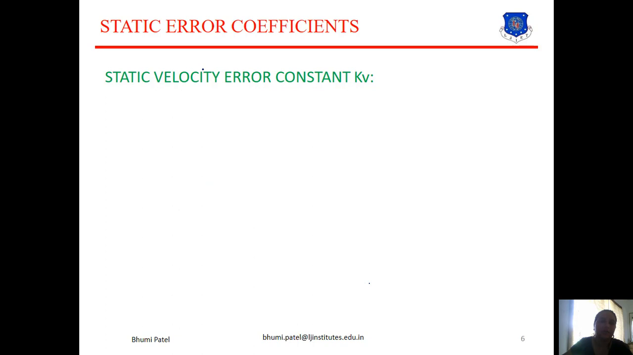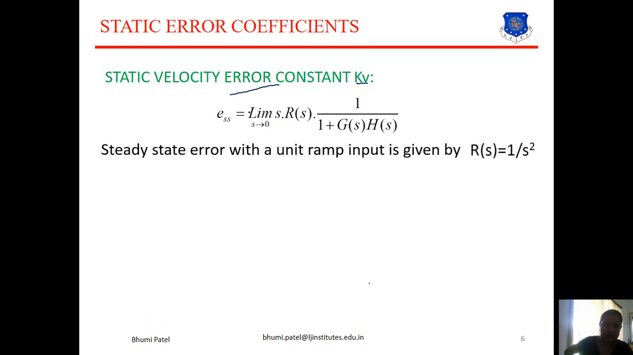Now the next constant is the static velocity error constant Kv. To find the equation for Kv, we can consider the same error equation: ess is equal to limit s tends to 0, s into R(s) into 1 upon 1 plus g(s) h(s). Now here we consider the unit ramp input, and for the unit ramp input, the value of R(s) is equal to 1 by s square.